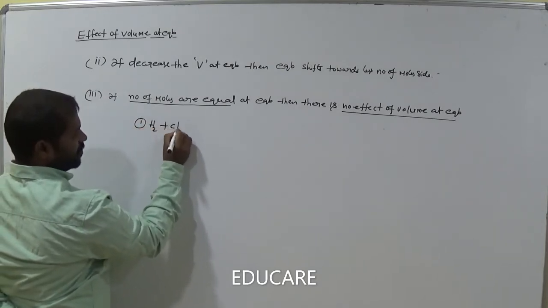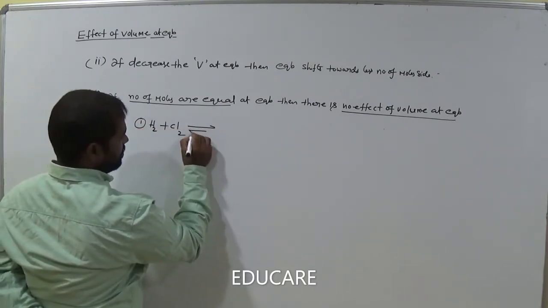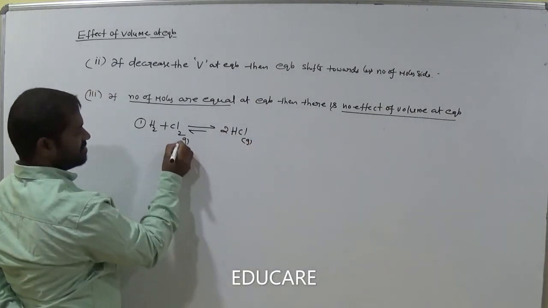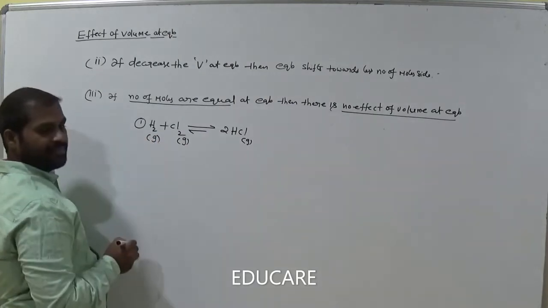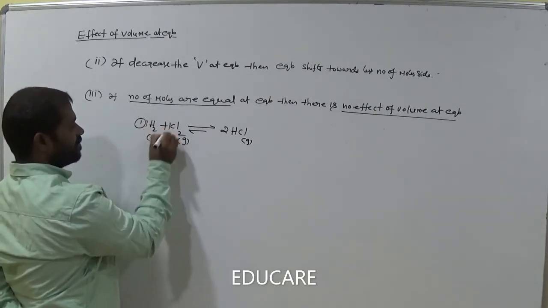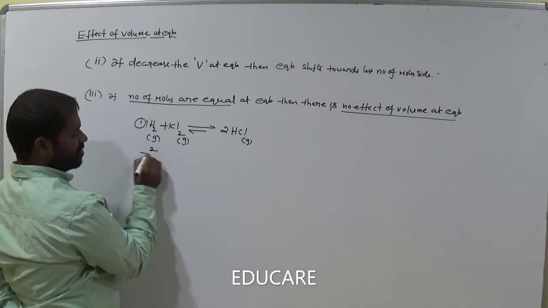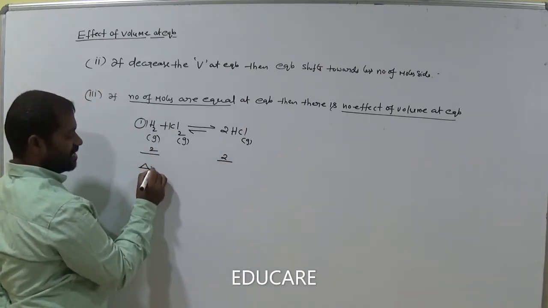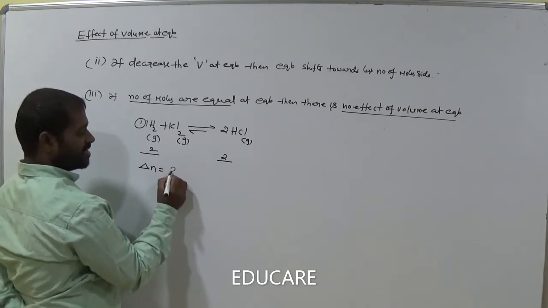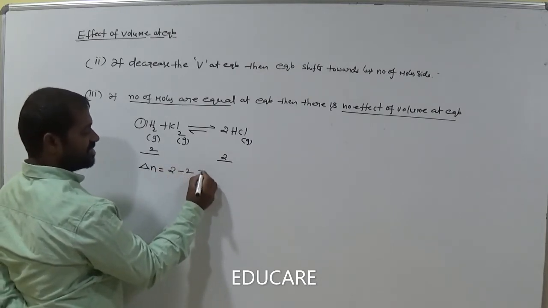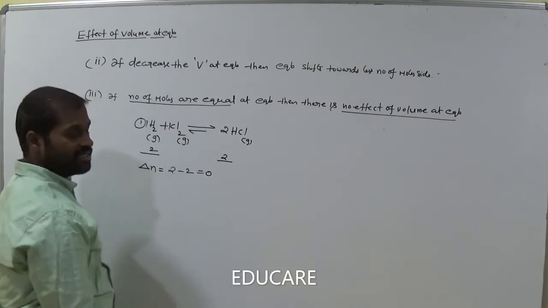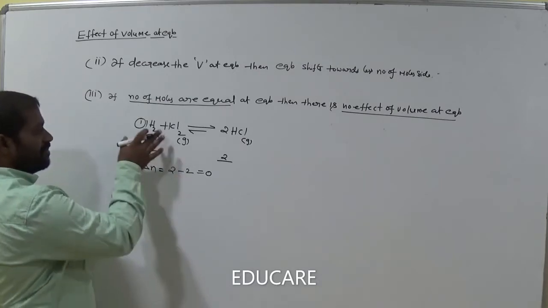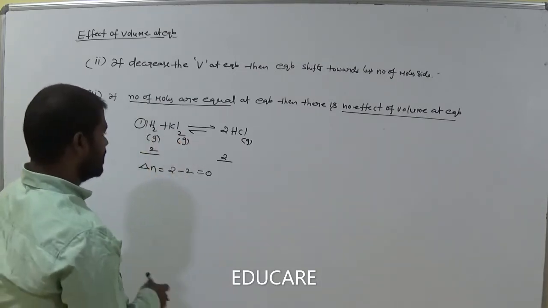H2 plus Cl2 is reversible to HCl. It is a gas. Okay. So now how many moles do we have here? 1 plus 1, 2 moles. Here we have 2 moles. Now what about delta N? Number of moles of products minus number of moles of reactants. That becomes 0 or not? Clearly 0. Am I right? So delta N is equal to 0 in this case, that means the number of moles on both sides is equal.